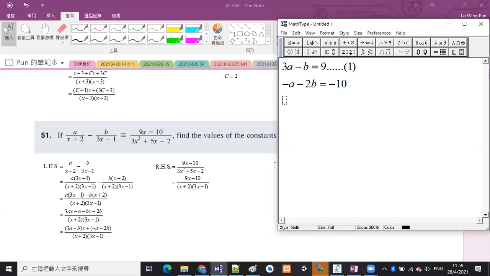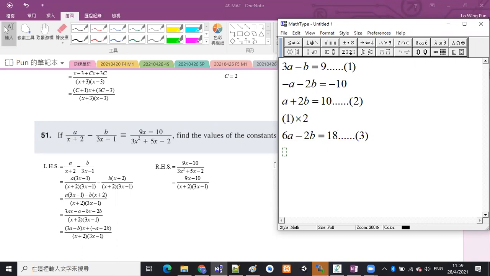So make all the terms positive first. a plus 2b equals 10. And call this equation 2. Is that okay? And then from equation 1, equation 2, we cannot find any unknowns with same coefficient. Okay, so we may need to multiply. So I'm going to multiply equation 1 by 3 to make the 2b term. Okay, should be 6a minus 2b equals 18. And call this equation 3.